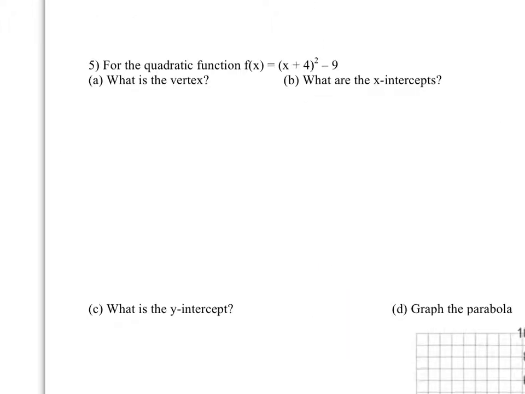All right, number 5, we are looking for the vertex of this quadratic function. And when it's in this form, I really just have to look at what's inside here. And if I see x plus 4, that means the x coordinate of my vertex will be negative 4. And the y coordinate is exactly what I see outside. So the vertex of this one would be negative 4, negative 9.